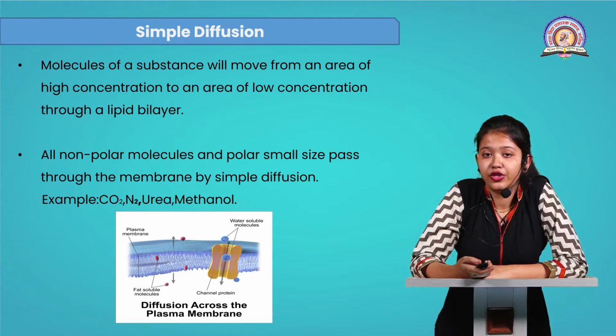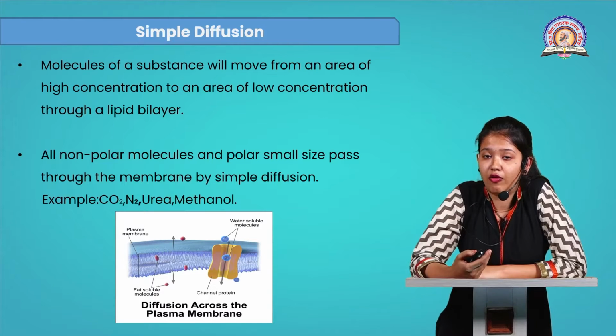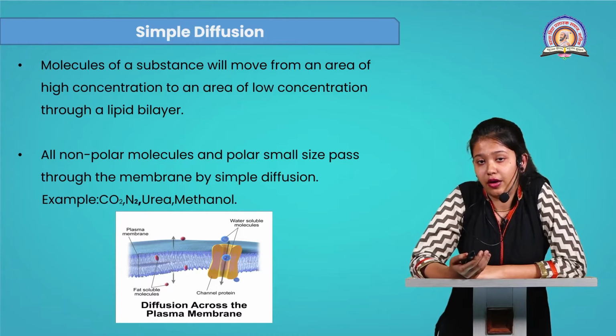In simple diffusion, molecules of a substance move from an area of high concentration to an area of low concentration through a lipid bilayer. All the non-polar molecules and small polar molecules can easily pass through this type of diffusion, for example CO2, N2, urea, methanol. You can see in the diagram that a channel protein is present inside the plasma membrane, which helps to transport polar molecules and ions.